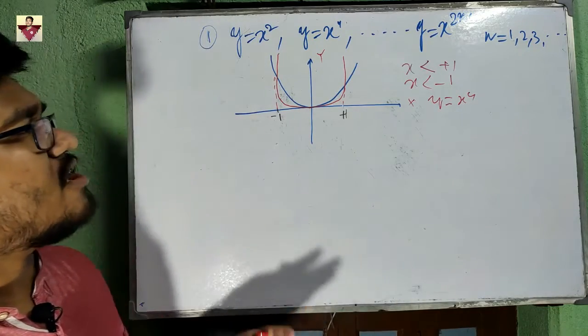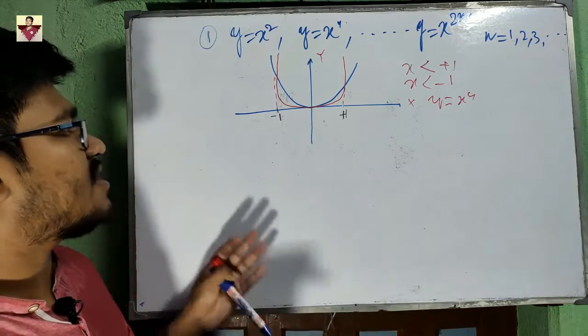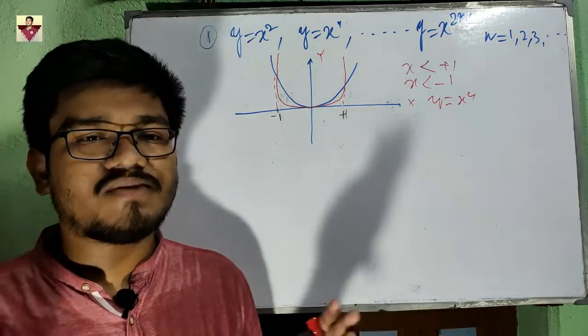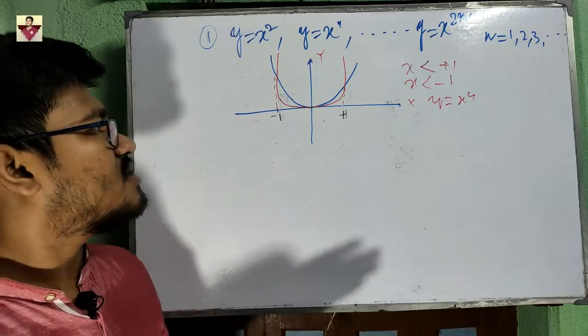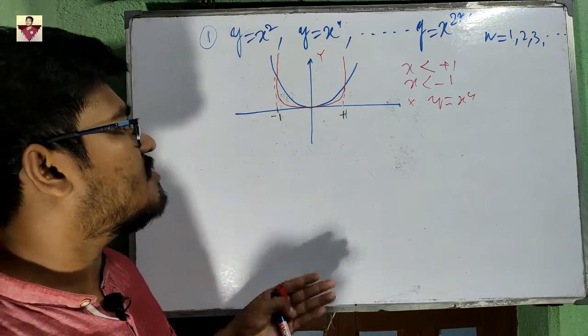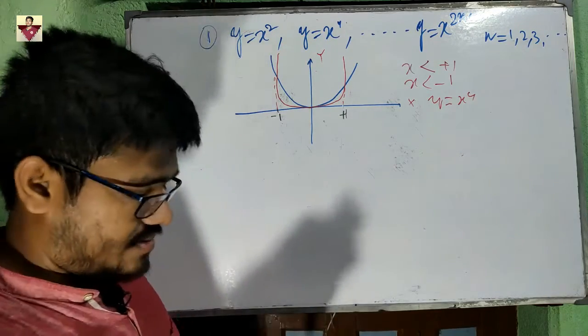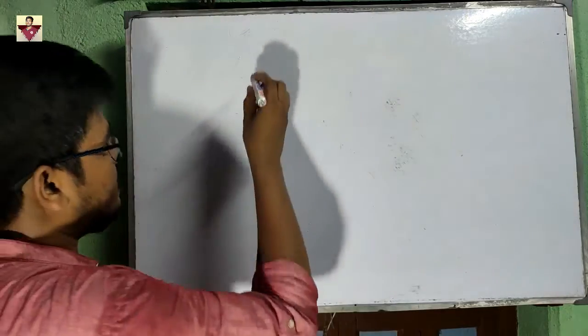So for any kind of x to the power 2n function, even function, you can plot this way. Only you have to remember this plus 1 and minus 1 point. So in that region you must be careful. Okay, so let us plot some other function.